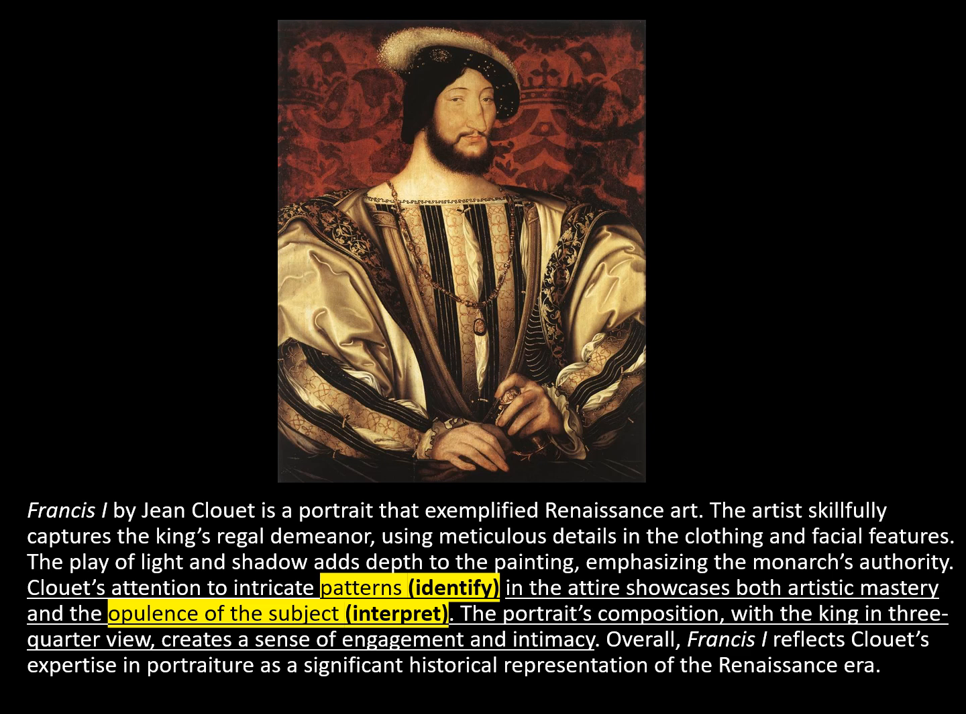The next sentence says, the portrait's composition with the king in 3/4 view creates a sense of engagement and intimacy. There is nothing here. Composition is not a formal element, design principle, or symbol, nor is 3/4 view. And again, I want to point out how vague this is. There's nothing here that explains why a 3/4 view creates a sense of engagement and intimacy. This is why you can't just copy and paste AI. Think of it as providing your template, and then you go in and edit it and fill in the gaps. And then there's the very last sentence, which says nothing meaningful.